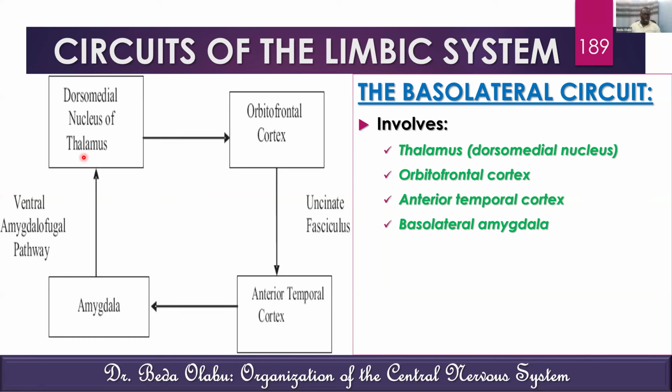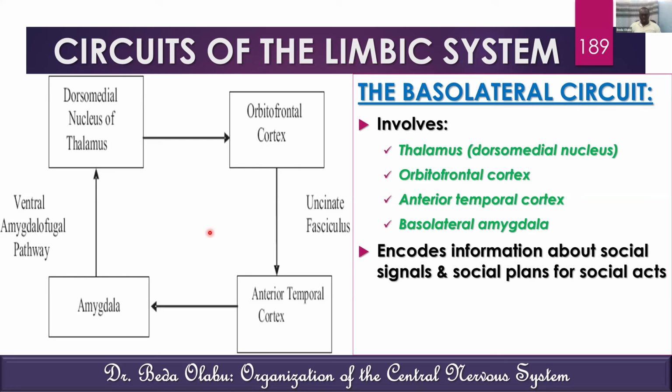Remember, there are two major efferent fibers from the amygdala, the stria terminalis and the ventral amygdalofugal pathway, which goes to multiple places, including thalamus. They're also going to the septal area. So for the basolateral circuit, this is the circuit. This circuit is believed to encode information about social signals and social plans for social acts.